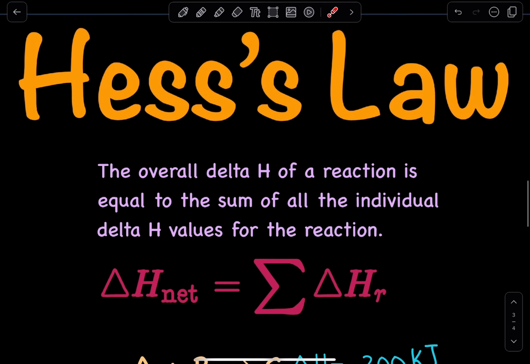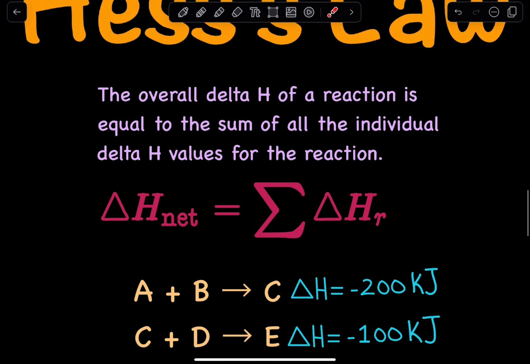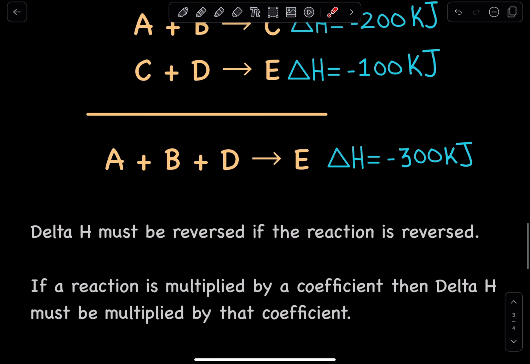So overall, Hess's law tells us that we can determine the overall delta H of a reaction by taking the sum of all the individual reactions, and that if we reverse a reaction, we must reverse the delta H. So if delta H is negative, it'll become positive. If delta H is positive, it'll become negative. And if a reaction is multiplied by a coefficient, then delta H must be multiplied by that coefficient as well.